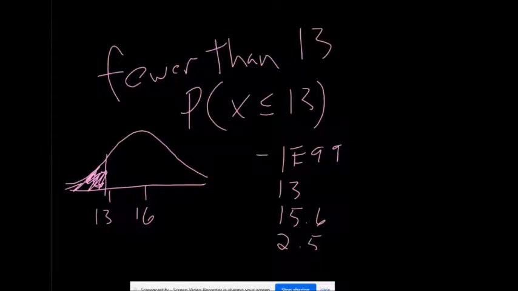If you do that on your calculator, again, normal CDF, -1E99, upper is 13. And now this one does turn out to be about 0.15. So about 15% of the time, I'll win 13 or fewer hands when I'm playing war.